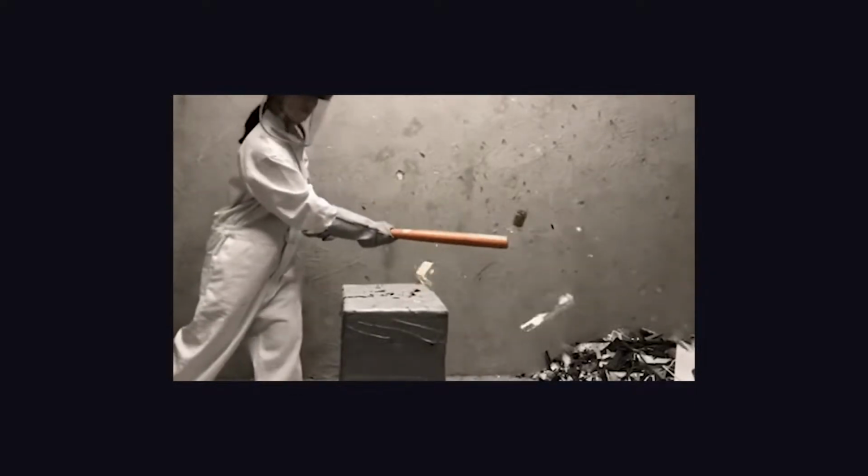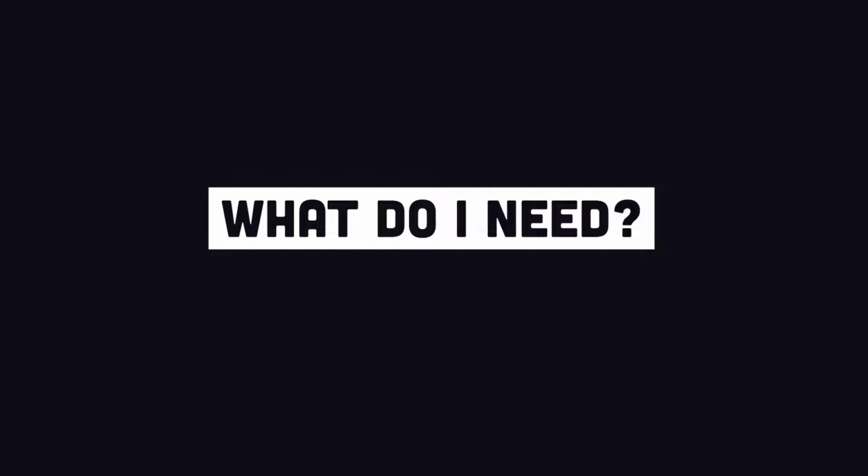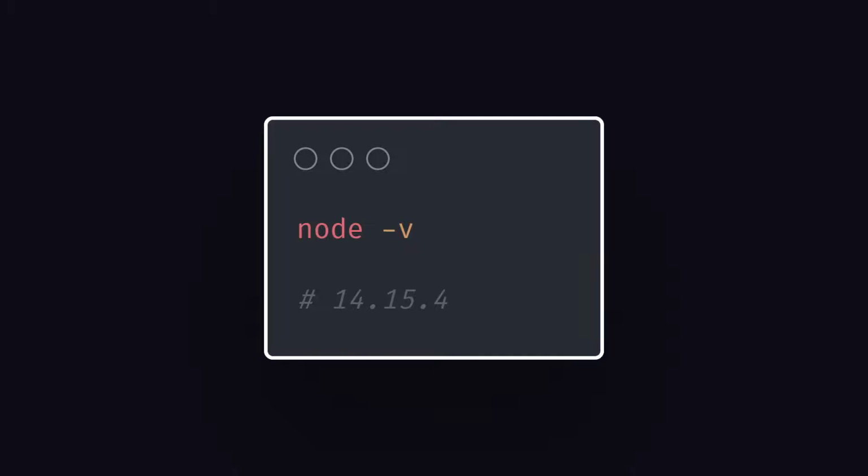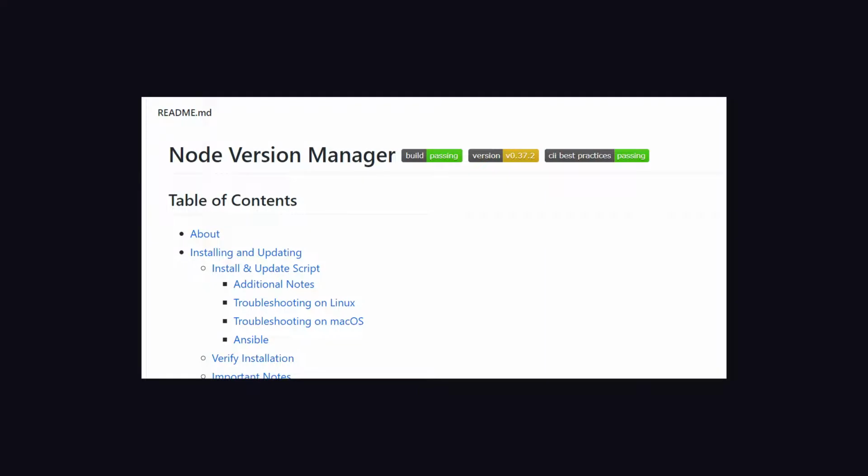Now, before we start hacking on anything, there's a couple of things you'll need. You'll want to make sure that you have Node.js version 12 installed on your system. You can check that by running node -v from the command line. If it's less than version 12, you may want to install NVM or Node Version Manager to quickly install different versions and switch between them from the command line.